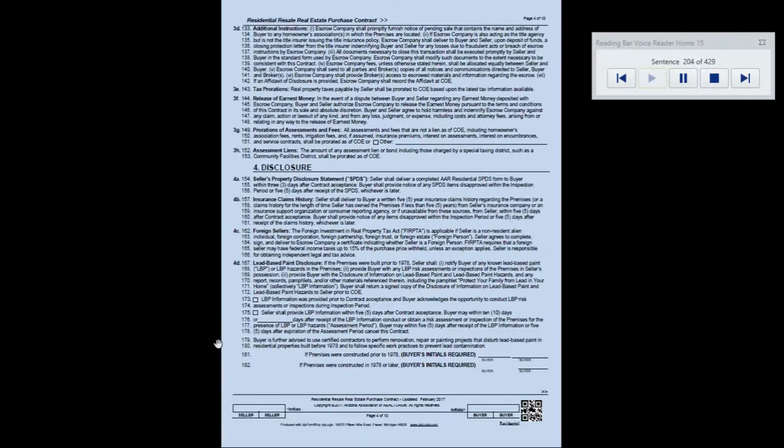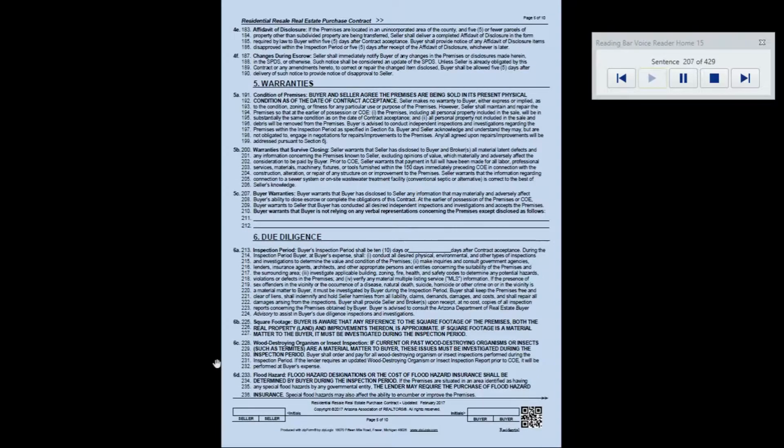Buyer is further advised to use certified contractors to perform renovation, repair or painting projects that disturb lead-based paint in residential properties built before 1978 and to follow specific work practices to prevent lead contamination. If premises were constructed prior to 1978, buyer's initials required. If premises were constructed in 1978 or later, buyer's initials required. 4E.